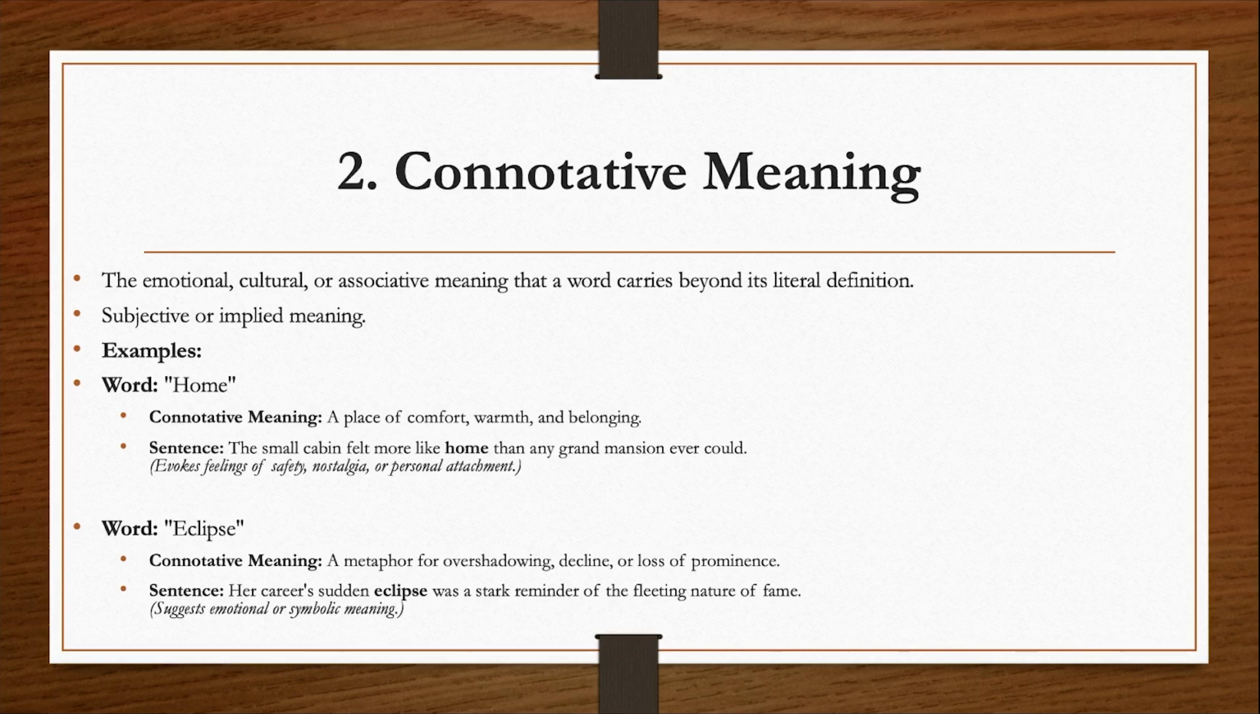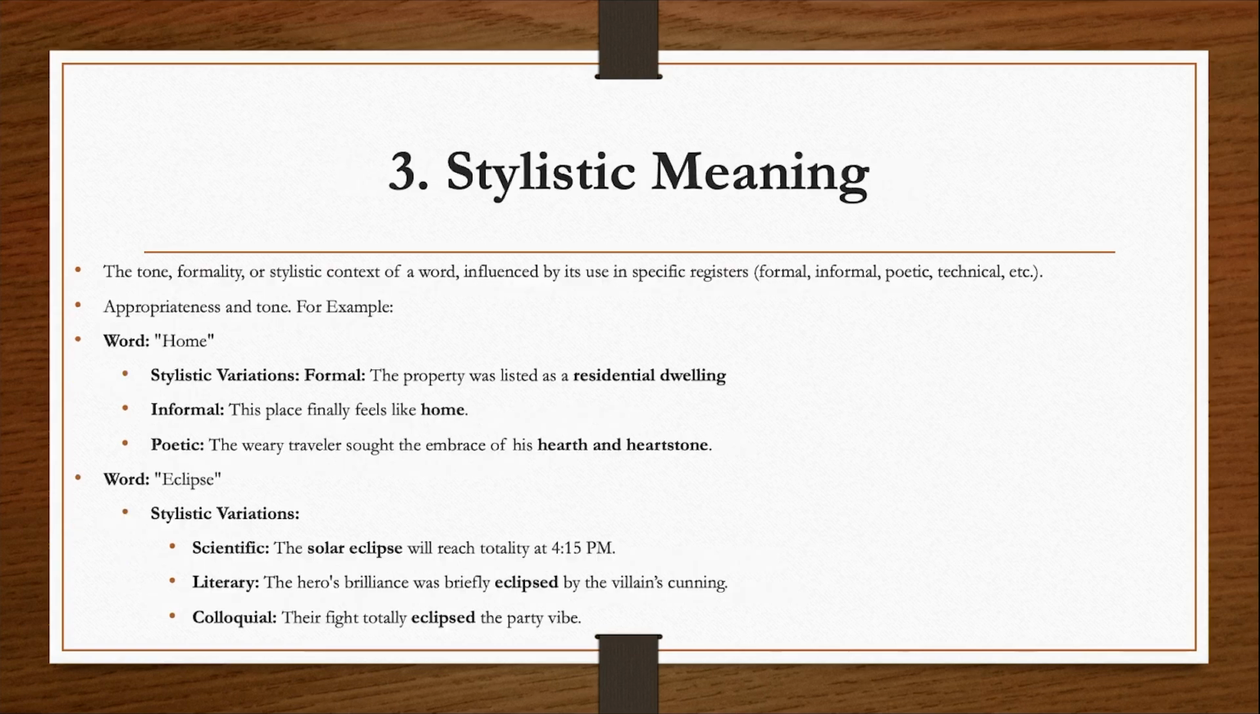Connotative meaning: a metaphor for overshadowing, decline, or loss of prominence. The sentence is, "Her career's sudden eclipse was a stark reminder of the fleeting nature of fame." Here the word eclipse primarily refers to the downfall of someone's career. It has a symbolic meaning here, which means downfall. So this you need to understand.